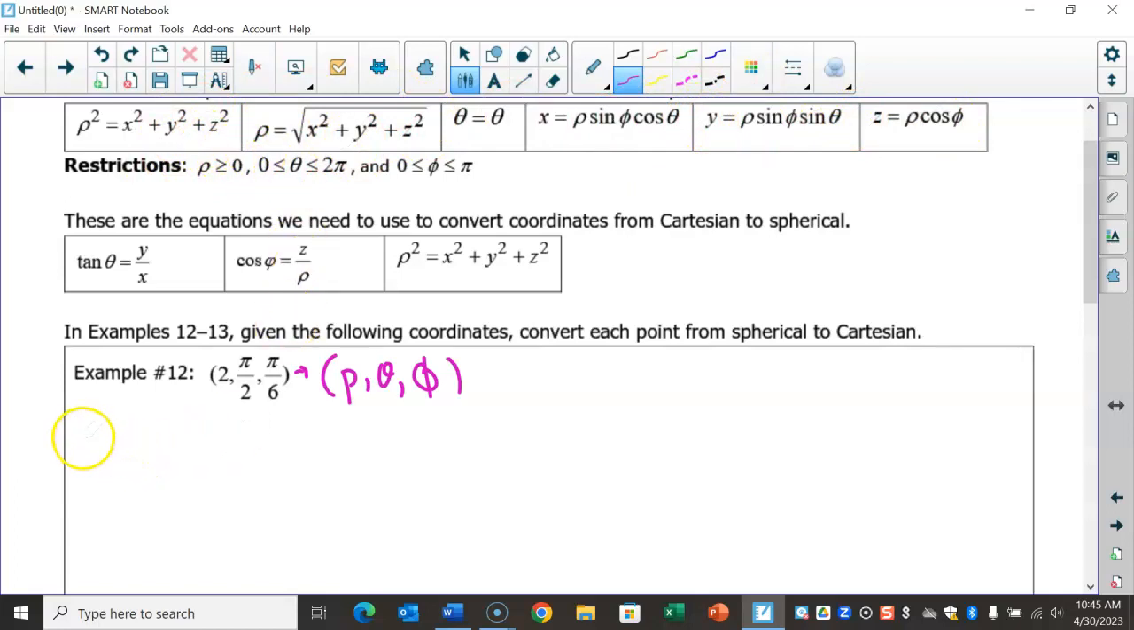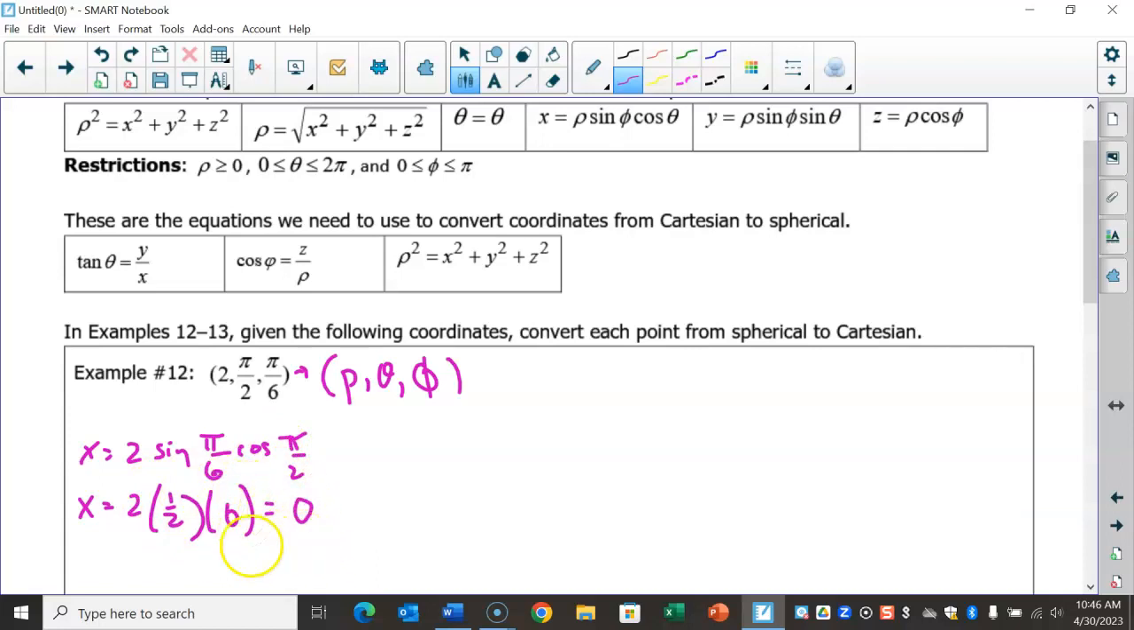So first thing I'm going to do here is find what x is. And so x is going to be equal to, in this case, our rho, which we're going to say is 2. And then we're going to take the sine of phi. Phi is our third coordinate here, so the sine of pi over 6. And then we're going to take the cosine of our theta, which is pi over 2. And then after we do this, it's just using the good old unit circle values. So we have our 2 here. Sine of pi over 6 is going to be 1/2. Cosine of pi over 2 is going to be 0. So in this particular example, the x-coordinate is going to be 0.